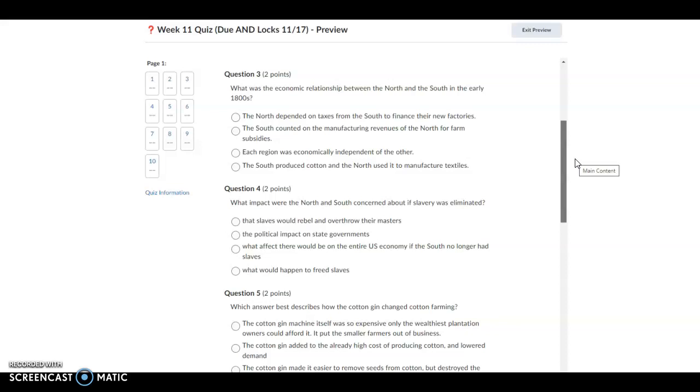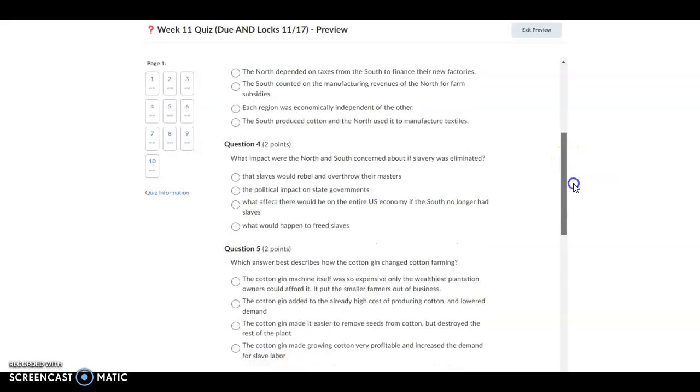Number 4, what impact were the North and South concerned about if slavery was eliminated? A, that slaves would rebel and overthrow their masters. B, the political impact on state governments. C, what effect there would be on the entire U.S. economy if the South no longer had slaves. Or D, what would happen to the freed slaves.